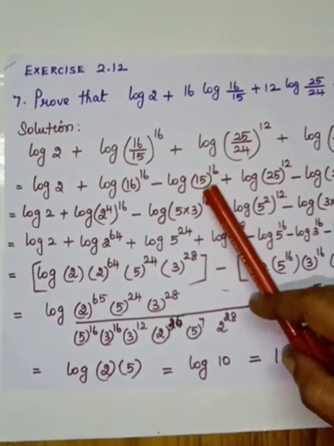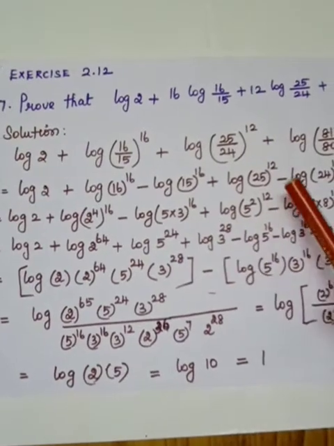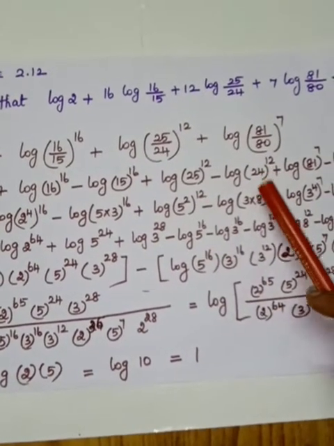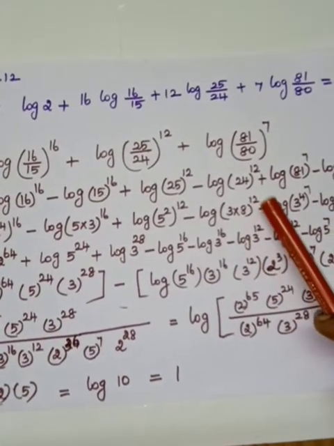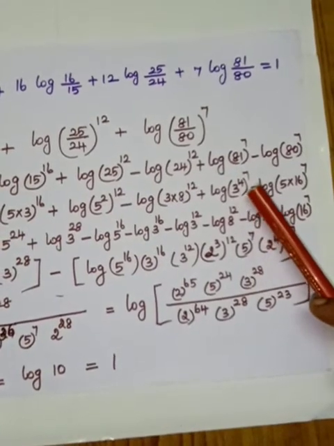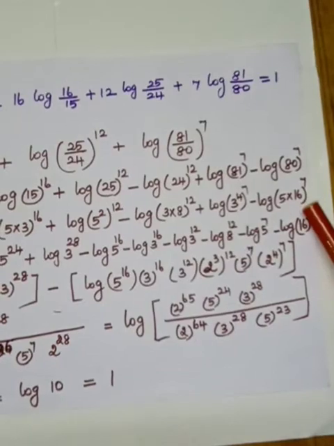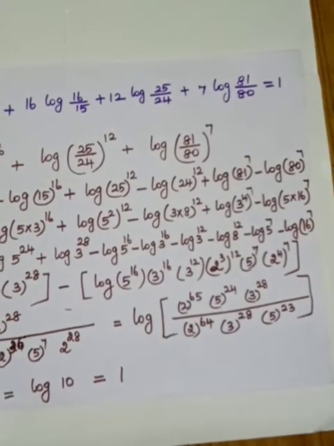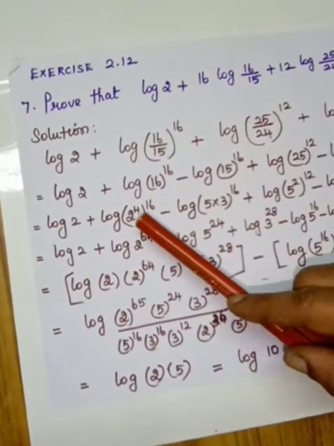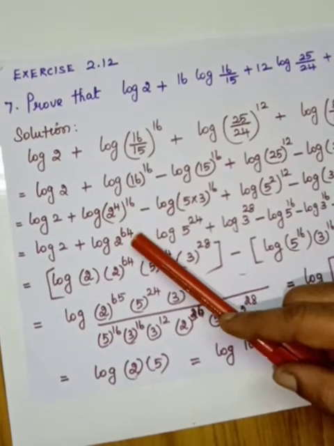Okay, in the same way 15 we can write as 5 into 3 the whole power 16. Come to 25, can be written as 5 square the whole power 12. And 24, 3 into 8 to the power 12. Log of 81, 81 can be written as 3 power 4 to the power 7. Here 80, 5 into 16 the whole power 7. Okay, come to the second term here, log 2 I have written as 2 power 4 to the power 16, can be written as 2 power 64.